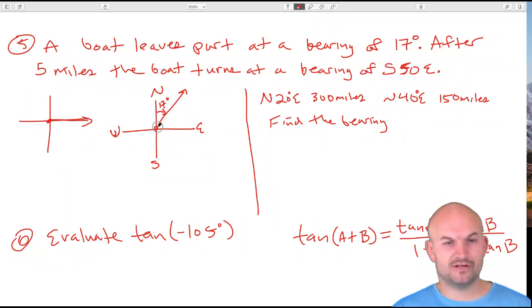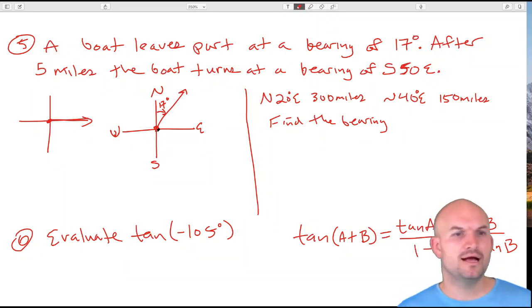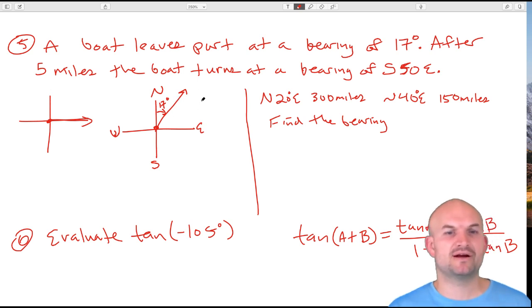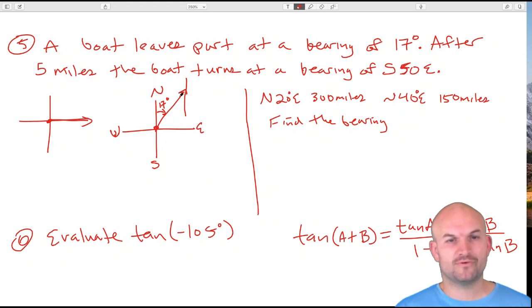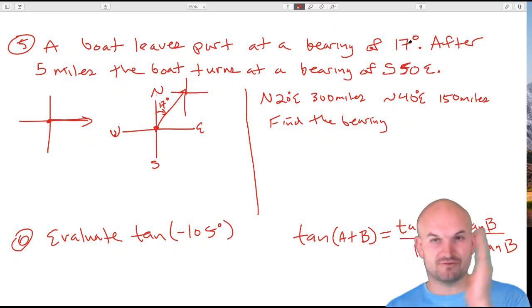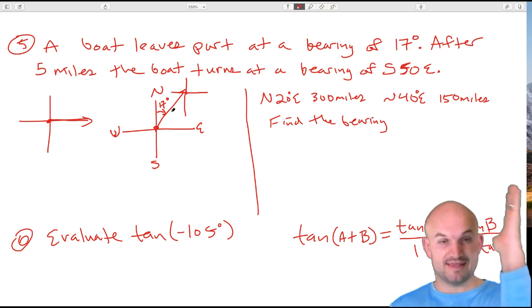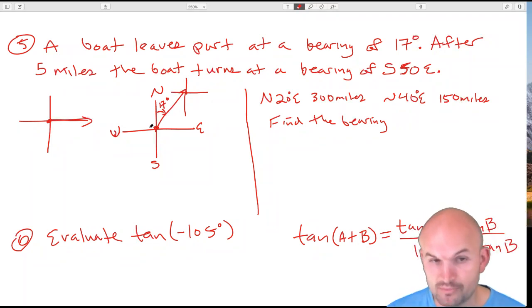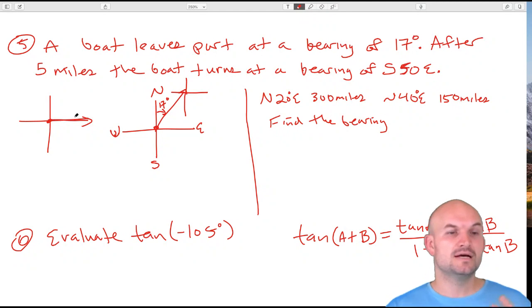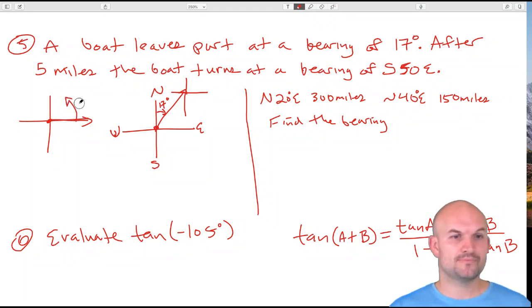Then you could say the port is still going to be at the origin, and at 5 miles, the boat turns at a bearing of south 50 degrees east. When you have something like this, typically you're going to have bearings in terms of degrees, which always start from due north, with clockwise considered positive, whereas in standard form, that's 17 degrees in standard form.